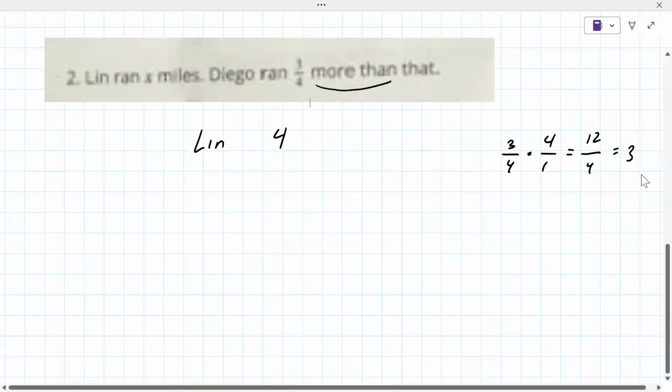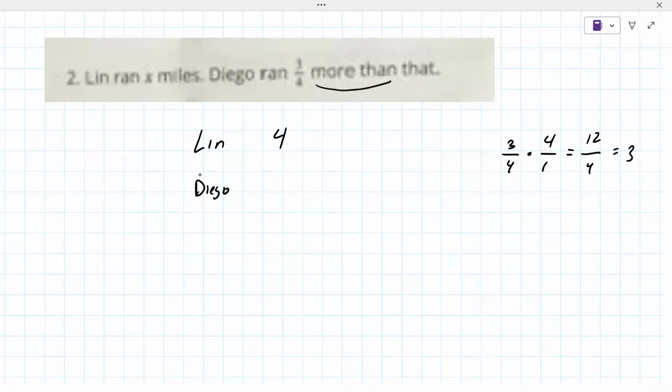Now it says that Diego ran more than. Does that mean that Diego ran 3 miles, or does that mean something else? Like just more than that. Okay, so did Diego run more or less than 4 miles? Let's start with that. More. In fact, Diego ran all of Lynn's miles plus the three, which is 7. Is that clear? Yeah.